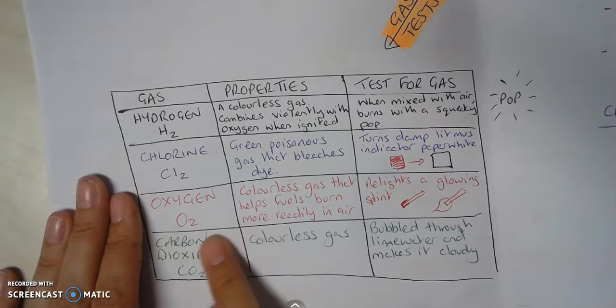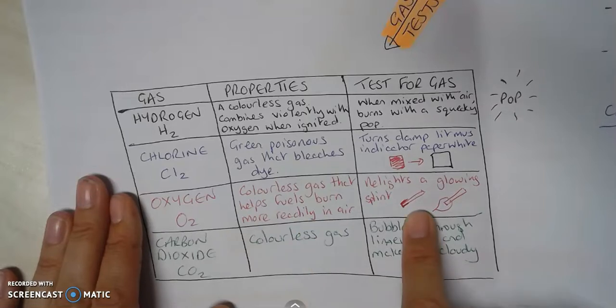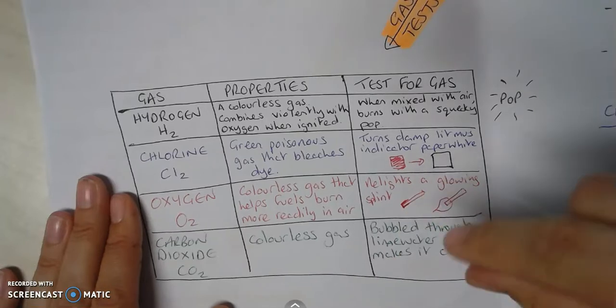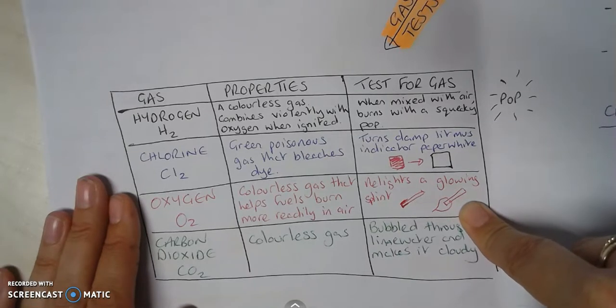Well, oxygen is a gas, again, that helps fuels to burn. So if I had a glowing splint, so I'd light the splint and I would just shake it until it went out and it was just glowing around the edge. If I pop that into a jar of oxygen, it will relight the splint.